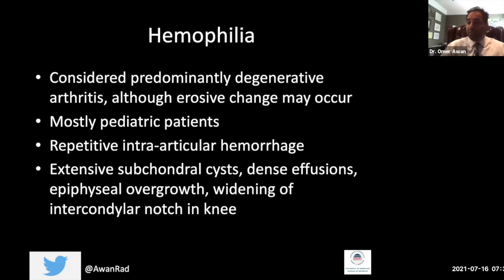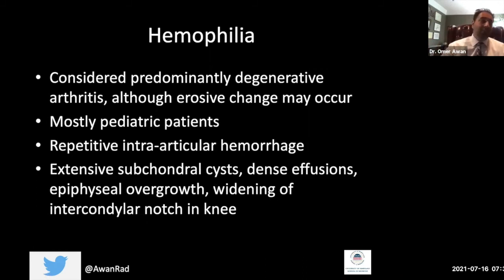It's not really that important to know which is which, right? Just as long as you can identify that it's hemophiliac arthropathy. Typically you can get subchondral cysts. The classic findings are dense effusions because you have blood in the joint space. In pediatric patients, you can get epiphyseal overgrowth, ballooning of the epiphysis, and in the knees, widening of the intercondylar notch. Those are the classic hallmark findings of hemophilia.